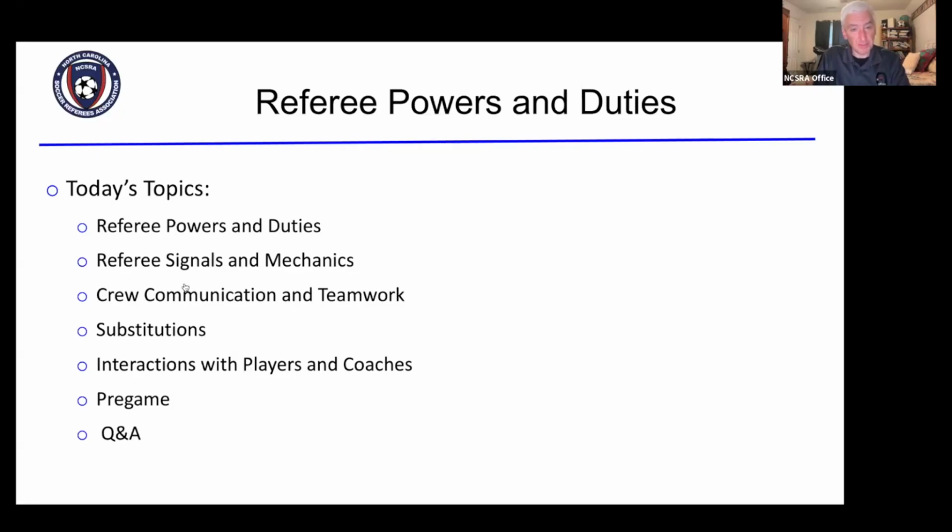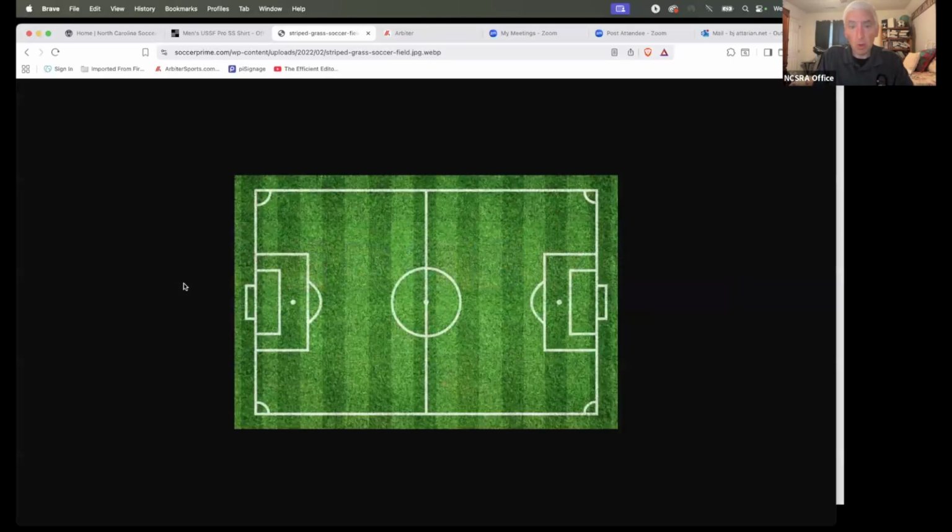Now, that said, let's go back to our soccer field. As ARs, we know we're running from midfield to here and from midfield to here. That is your side of the field. The referee runs roughly from up here to down here. In this area, this is called the referee's diagonal. That does not mean that the referee can't be here. That doesn't mean that the referee can't be down here. It is a guide. Because this is the area where there's no AR. So you're roughly running from up here to up here.